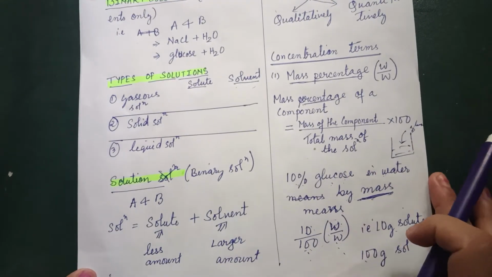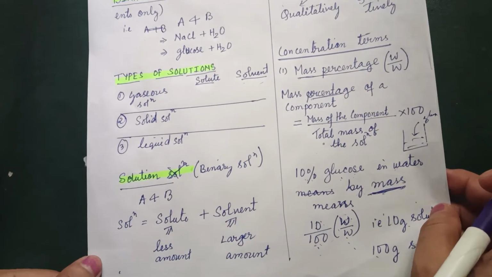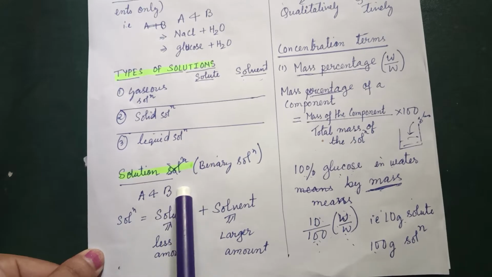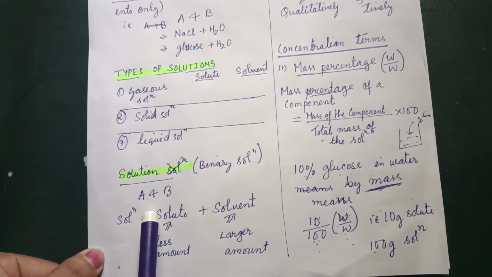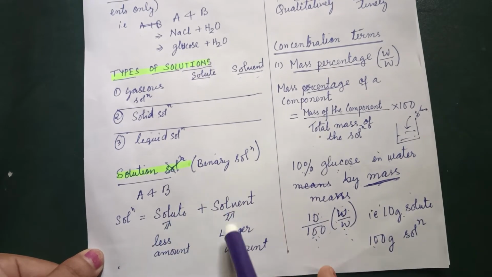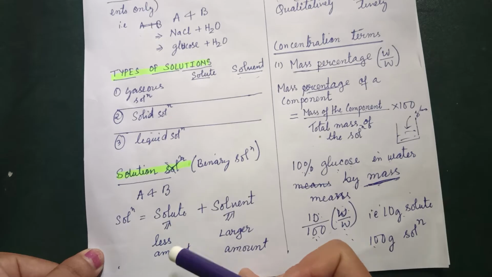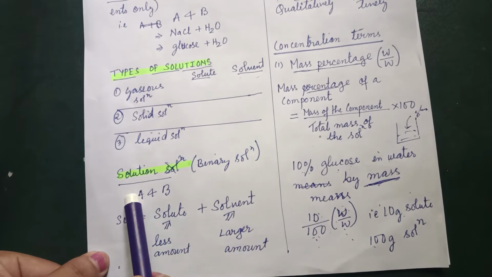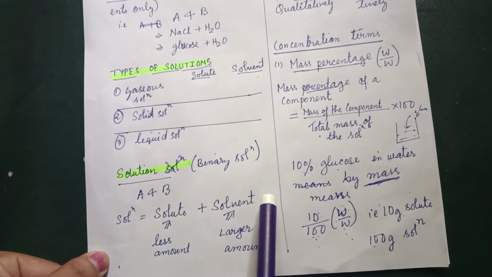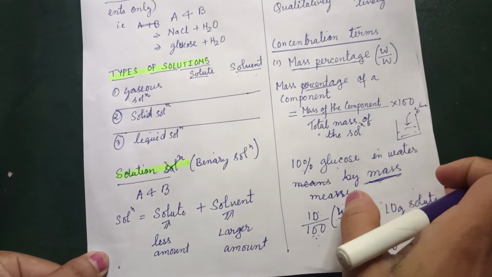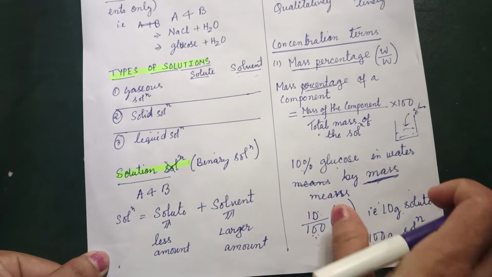Binary solution once again means two components only. In these two components, one may be present in larger amount and the other in less amount. The one which is present in larger amount is called the solvent, and the other which is present in less amount is called the solute. So solution means solute plus solvent. We can separate the two components in this form, solute plus solvent. Solute means less amount, less quantity.